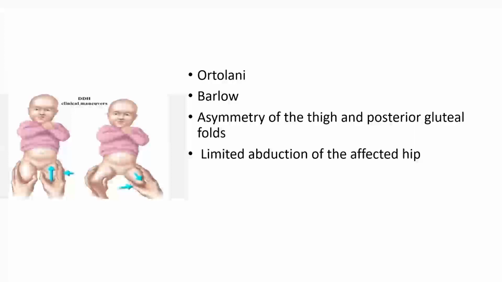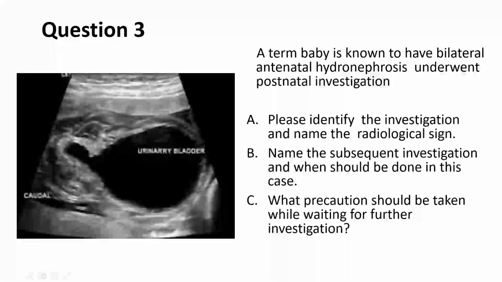What are the other two tests you would like to do? There is Ortolani and Barlow's. Apart from that, you might be able to see some asymmetry of thigh and posterior gluteal folds. And there is a limited abduction of the affected hip. So one of them is a Barlow and Ortolani in this picture. We go to next question, number 3.